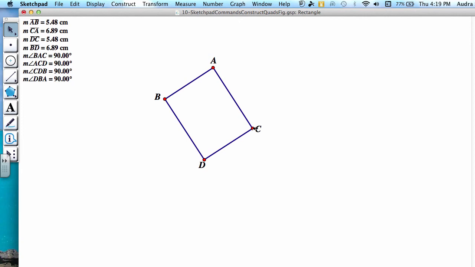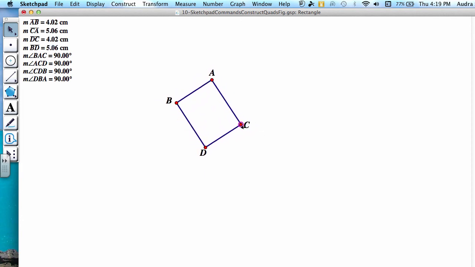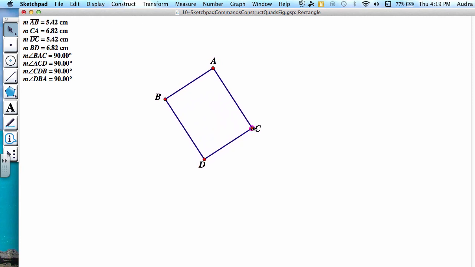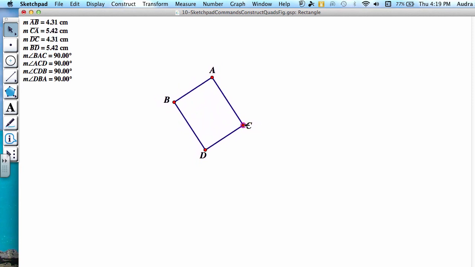If you wanted to, you could take your original point that we had made as the intersection of the circle and the one line segment, and you can make your rectangle bigger and smaller. And notice that the segment lengths only change, the angle measures do not. So the angles will always remain 90 degrees.